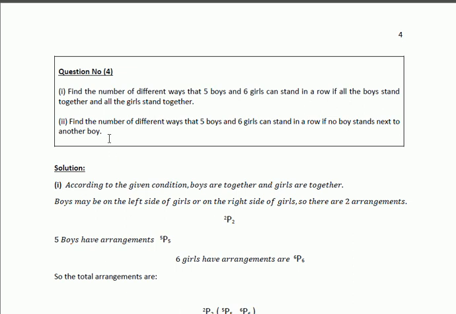For part 2, find the number of different ways that 5 boys and 6 girls can stand in a row if no boy stands next to another boy. One boy is not with another boy. So according to this condition, we shall find the solution for part 2.